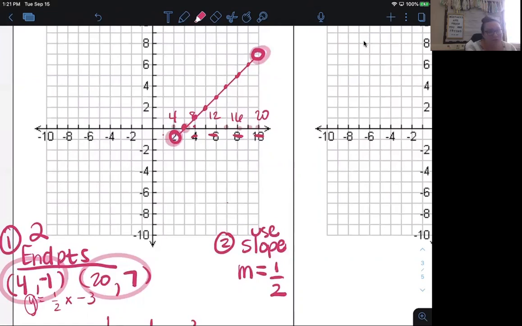So remember, it looks like I went up 1 over 1, but I'm really going over 2 because this would be 6 on the x-axis. So then I would go up 1 over 2, up 1 over 2 again. And we should have open circles on both of those endpoints.